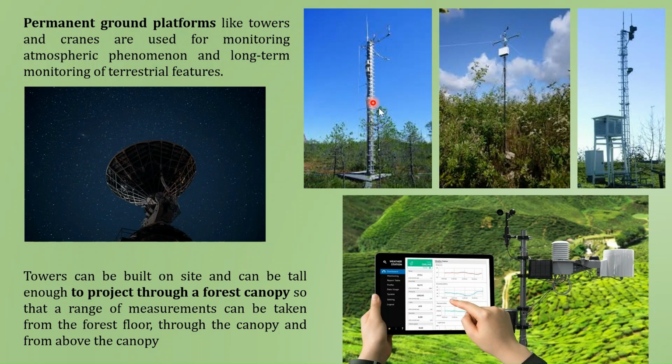But the problem associated with the mast is related to their stability, mainly in windy conditions. Then there may be some permanent ground platforms like towers and cranes, which can be utilized for monitoring atmospheric phenomena or for the long-term monitoring of terrestrial features. So here we have some of the images for representation of the towers. And if we want to monitor a forest area, then towers can be built on the site, and they should be tall enough to project through the forest canopy, so that a range of measurements can be taken from the forest floor, through the canopy, and above the canopy.